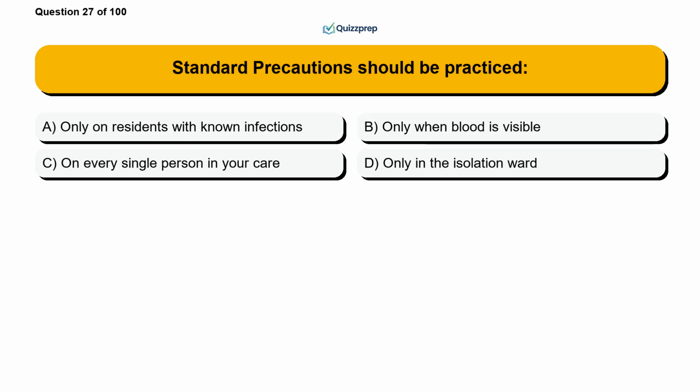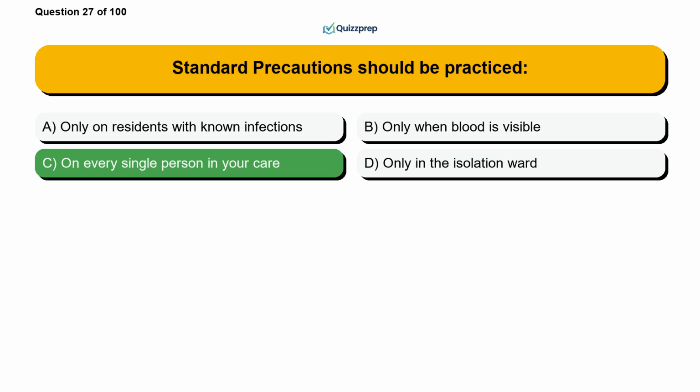Question 27. Standard precautions should be practiced: Option A. Only on residents with known infections. Option B. Only when blood is visible. Option C. On every single person in your care. Option D. Only in the isolation ward. The correct answer is option C.